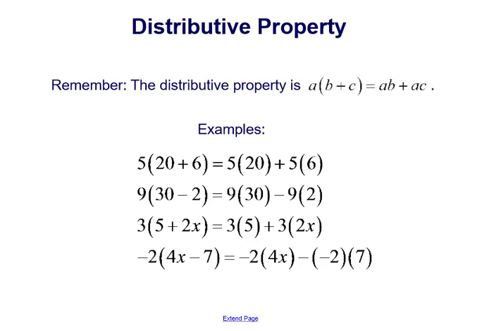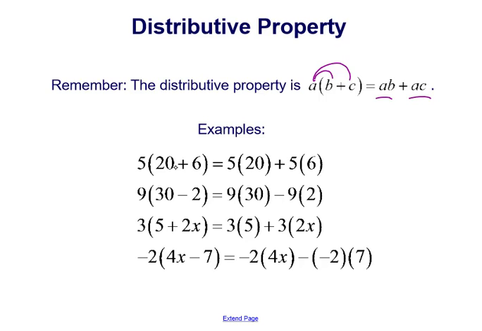Now, sometimes you have to use the distributive property when solving equations. So remember, the distributive property is that if you have a term, A, multiplied by a sum of a term, let's say B plus C, that would equal the sum of the product of the term on the outside times everything on the inside. So it's like we distribute that term A to B, so A times B is AB, and A times C is AC. So we have examples here.